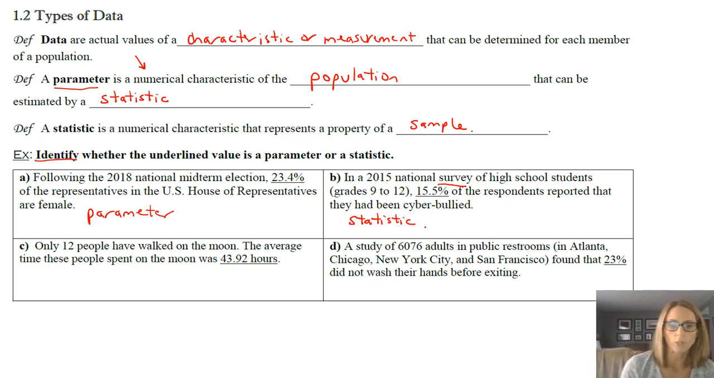For C, only 12 people have walked on the moon. The average time these people spent on the moon was 43.92 hours.